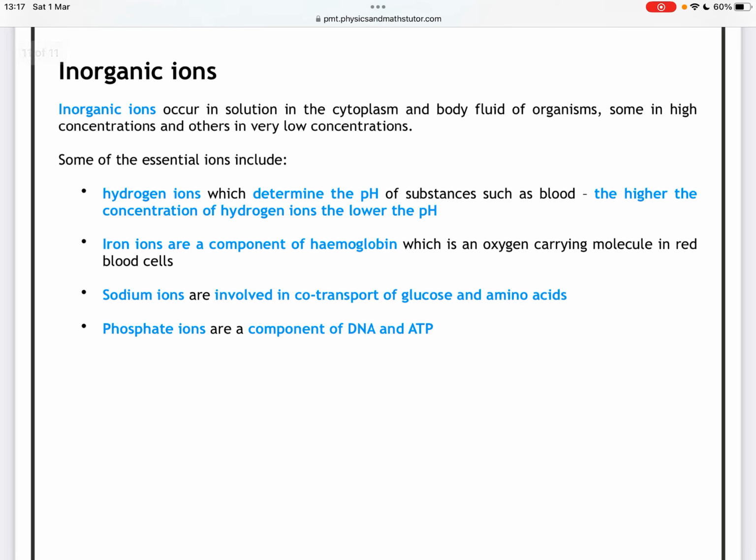So starting with the inorganic ions: they occur in solution in the cytoplasm and body fluid of organisms, some in high concentrations and others in very low concentrations. Some of the essential ions include the hydrogen ions, the iron ions, the sodium ions, and the phosphate ions. The hydrogen ions determine the pH of substances such as blood. The higher the concentration of hydrogen ions, the lower the pH. Iron ions are a component of hemoglobin, which is an oxygen-carrying molecule in red blood cells. Sodium ions are involved in co-transport of glucose and amino acids. Phosphate ions are a component of DNA and ATP.